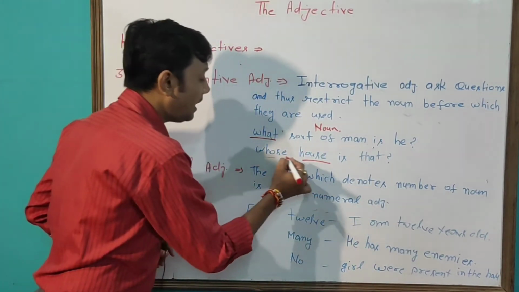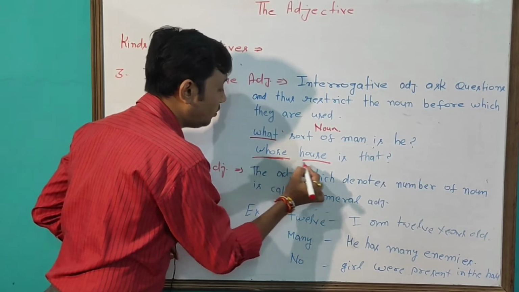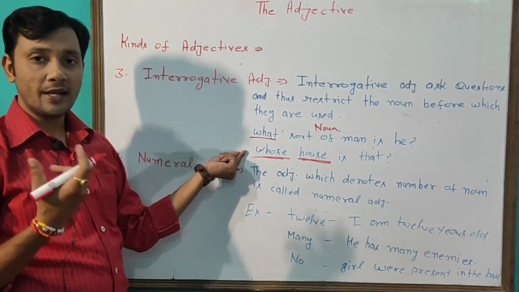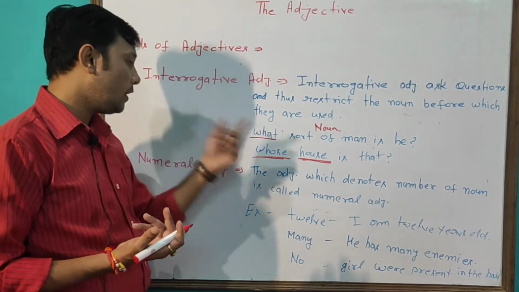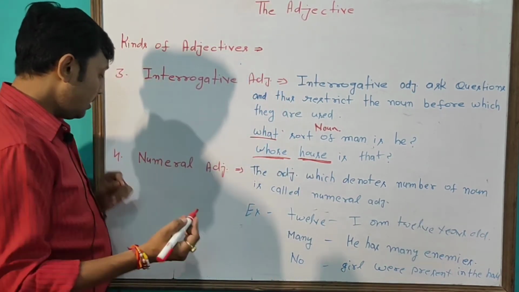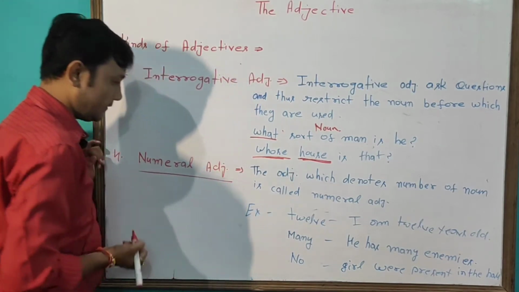The short is, after the question word there is a noun, the question word is used as an interrogative adjective. If there is no noun used, it is used as an interrogative pronoun. Clear? Next is numeral adjective.